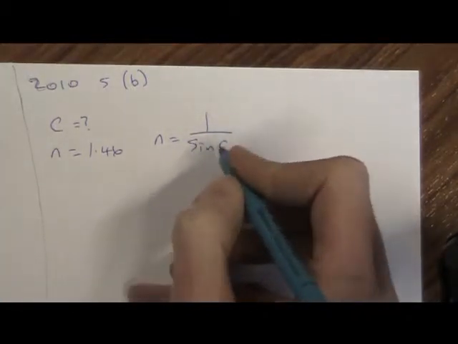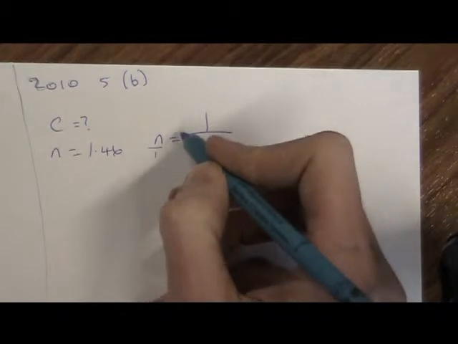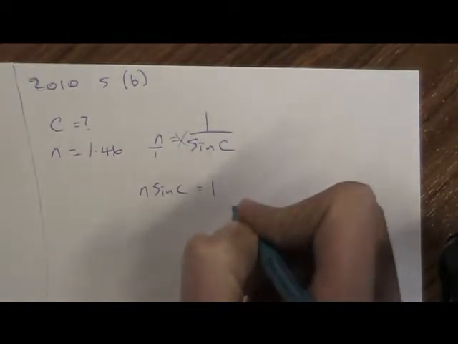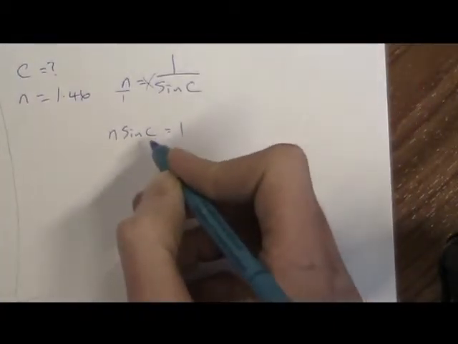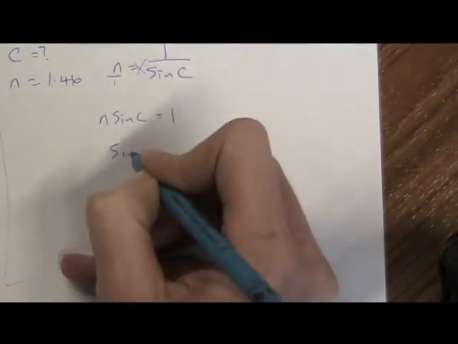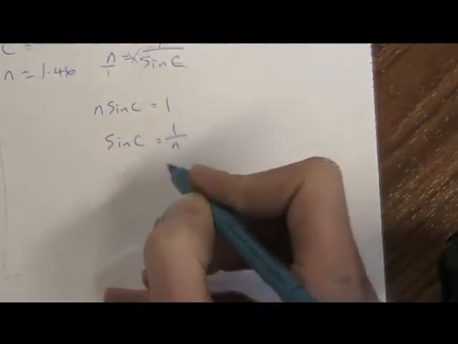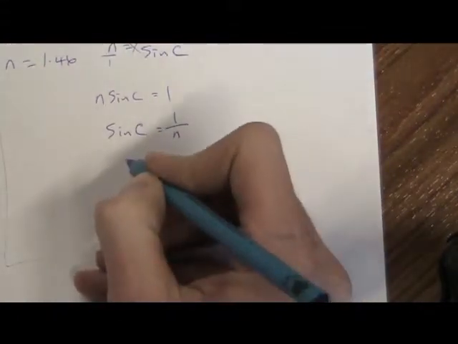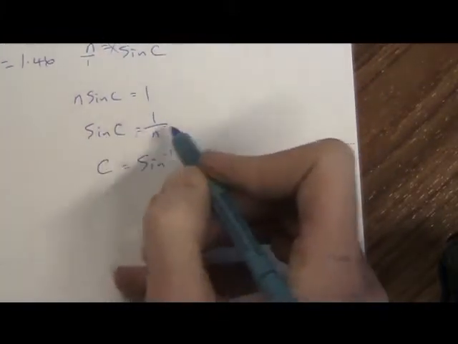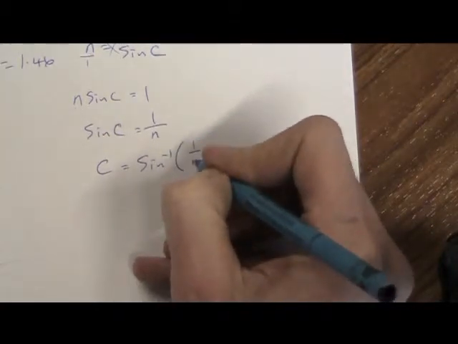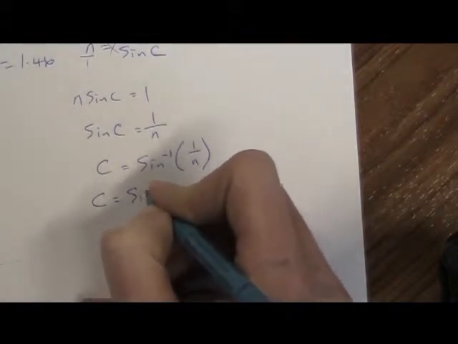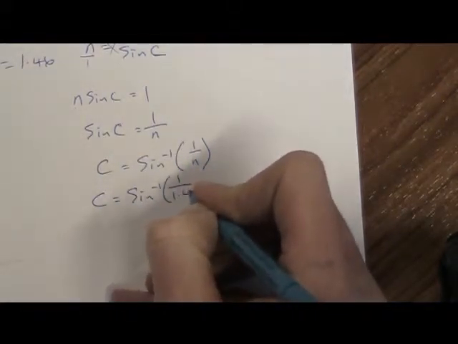Now we want C, so let's just put that over 1 and cross multiply, so you get n times sine C is equal to 1 times 1, which is 1. Now I don't want n sine C, I want sine C, so I'm going to bring the n over there, divide both sides by n, which gives me sine C equals 1 over n. Now I don't want sine C, I want C. So C then is equal to the inverse sine. To get rid of that sine, you use the inverse sine, but you have to do the same on this side. So inverse sine of 1 over n. Now I've got C. So C then is equal to the inverse sine of 1 over 1.46.